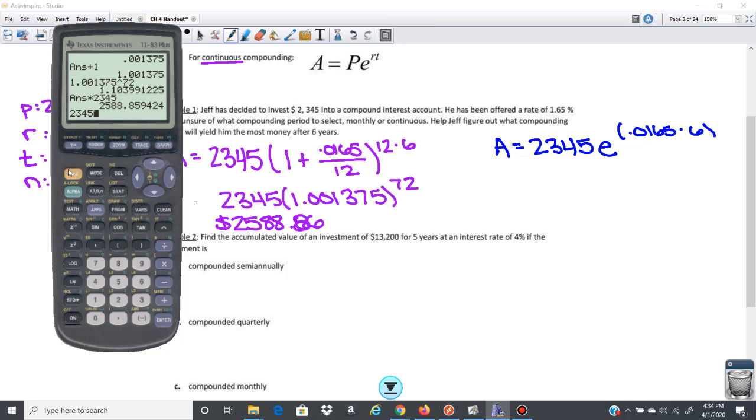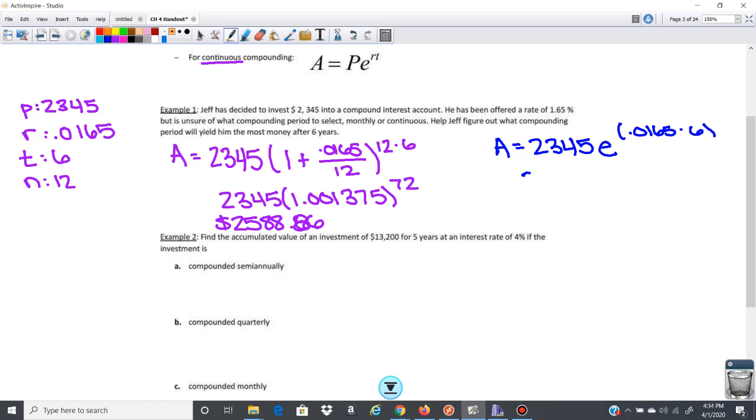You just do 2,345, second e to the 0.0165 times 6. Close that, and then we get $2,589.04.